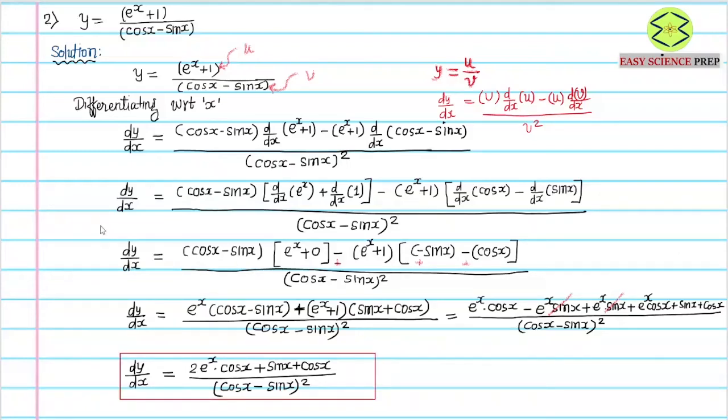Let me take one more example, the third example. You can solve as many problems as possible. So let me take y equals sin inverse of x plus x cube divided by 1 plus tan x. Okay, so this is also a quotient rule problem.